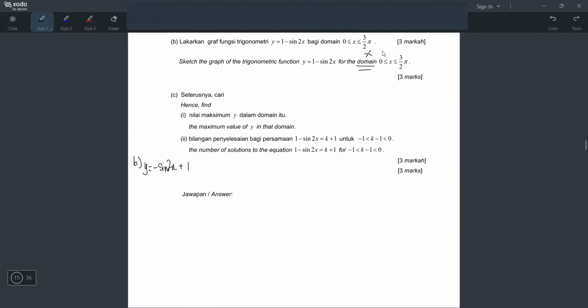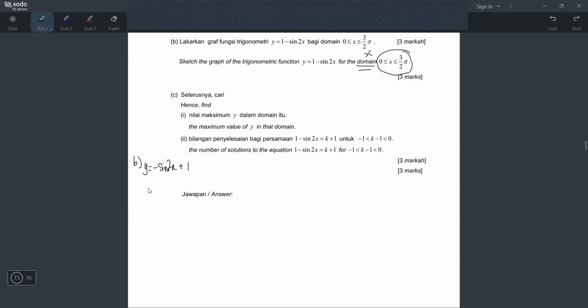Okay, you don't draw from 0 to 3/2 pi. You draw from 0 to 2 pi first. Then only you erase. It means this range we don't look at when we draw. When we draw, we ignore this first. Only at the end do we look at this part. I repeat one more time. After you finish drawing, then only we look at the range, right? If you look at it while you draw, you will get confused. You will draw wrong. So make sure you finish drawing first, then only you look at the range.